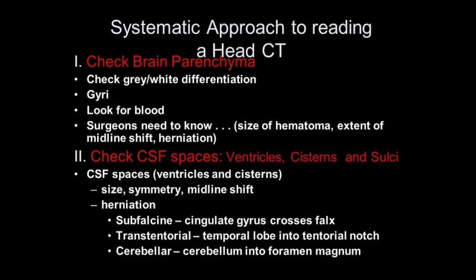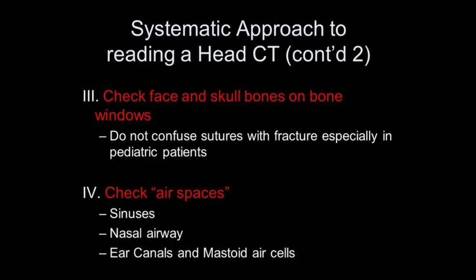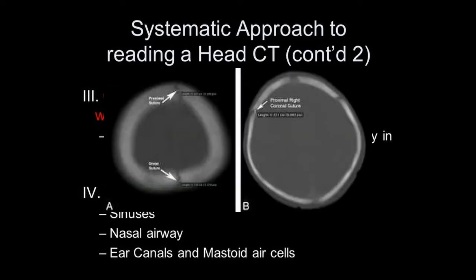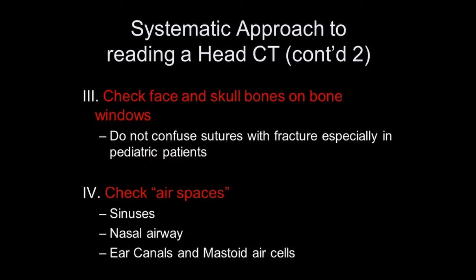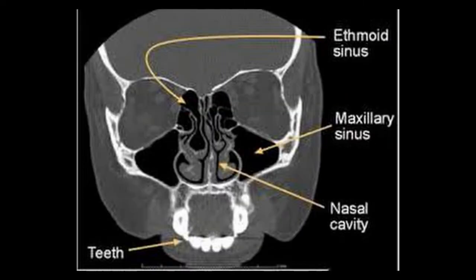Subfalcine herniation, where the cingulate gyrus crosses the falx; transtentorial herniation, the temporal lobe into the tentorial notch; and the cerebellum into the foramen magnum. Third, check the face and skull bone on bone window. Do not confuse sutures with fracture, especially in a pediatric patient. Fourth, check the air spaces, sinuses, nasal airway, ear canals and mastoid air cells, which contain air.